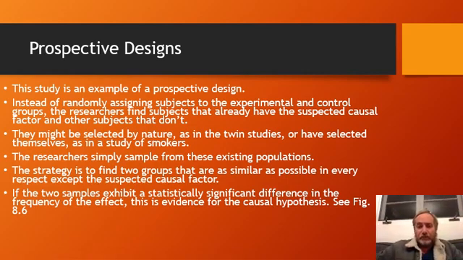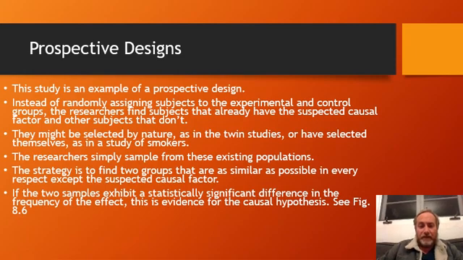Here they don't do that. They find subjects that already have the suspected causal factor, and they find subjects that don't. In this case, they're selected by nature. They might have selected themselves, if you're looking at smokers. People choose to inflict the causal factor on themselves. They choose to smoke. Twins don't choose to be twins. Here the causal factor is genetic similarity.